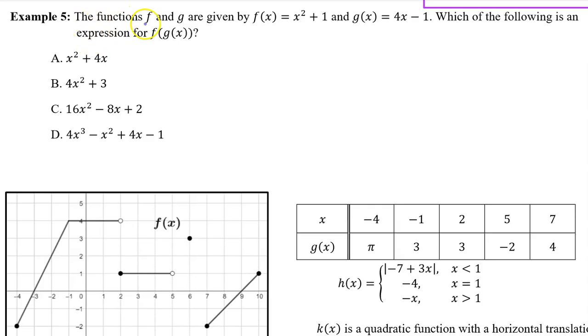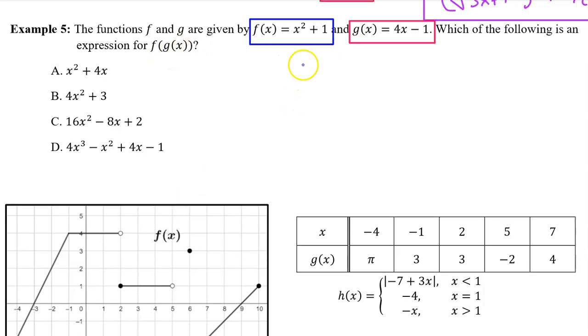Example 5. The functions f and g are given by f of x equals x squared plus 1 and g of x equals 4x minus 1. Which of the following is an expression for f of g of x? I think I will color coordinate this one.